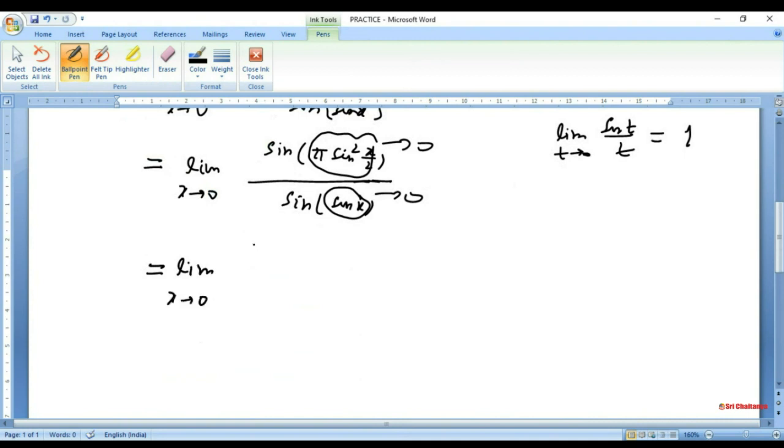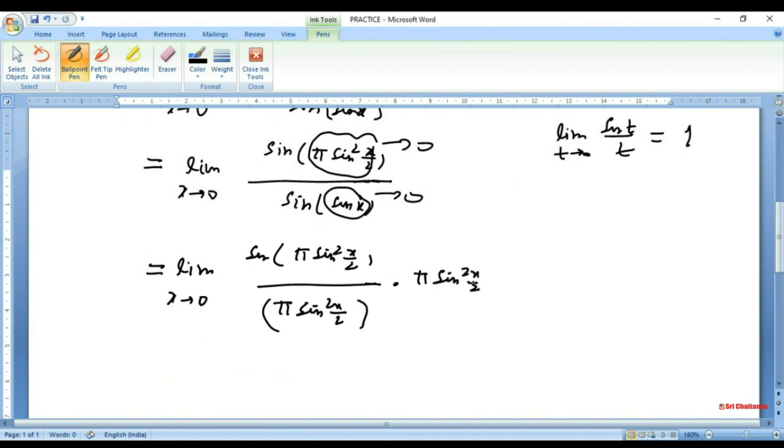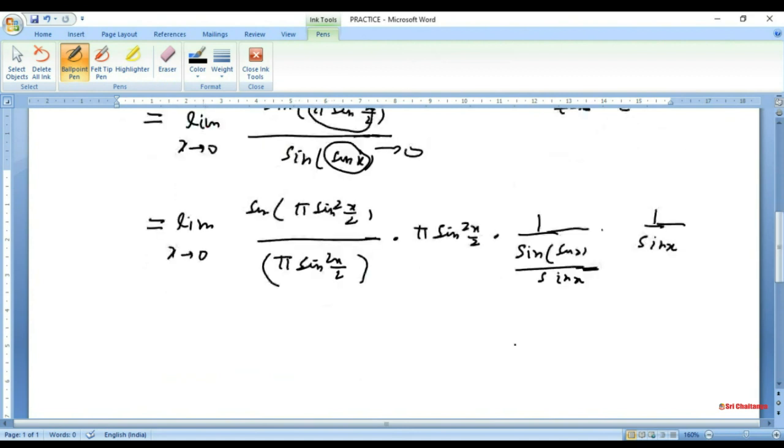These are satisfied now, so we can go forward and we can just adjust things now. So I write limit x tend to 0, this is sine of, and this is pi of sine square of x over 2 upon pi sine square of x over 2. These are mere adjustments because I need 1, 1, 1. Now this is pi sine square of x upon 2 times 1 upon sine of sine x over sine x times 1 upon sine x. So I have just written sine t by t, here sine u by u, and the excess is adjusted here like 1 over sine x, and this is pi times sine square of x upon 2. So far so good.